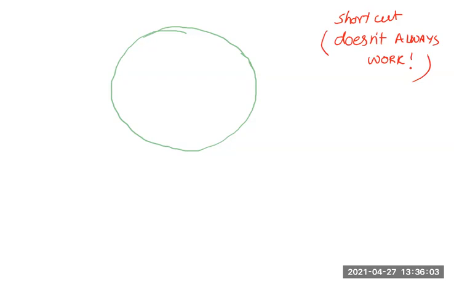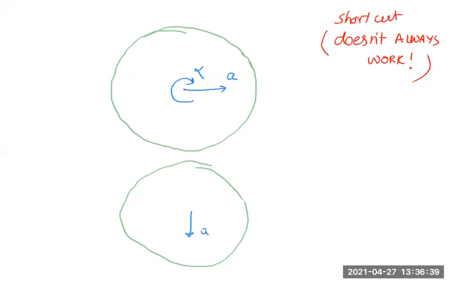So here is the shortcut. अगर ये रोटेट एंड ट्रांसलेट कर रहा है, it is rotating and translating, so its acceleration is A and its angular acceleration is alpha. Right? It can be like this as well. अगर ये ट्रांसलेट एंड रोटेट कर रहा है, then A will be equal to R alpha.